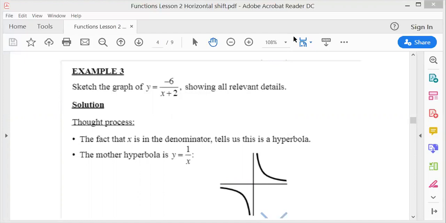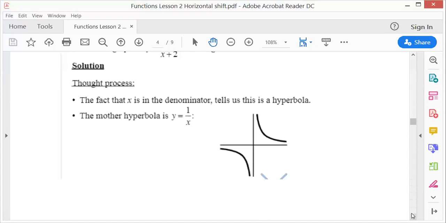Now, the minute you see this equation here, people, you should recognize it as a hyperbola, not a quadratic equation, not a parabola, but a hyperbola. That is what you should recognize. So if I ask you to sketch this graph, there are a couple of things you must look at. Let's first start with the mother graph.